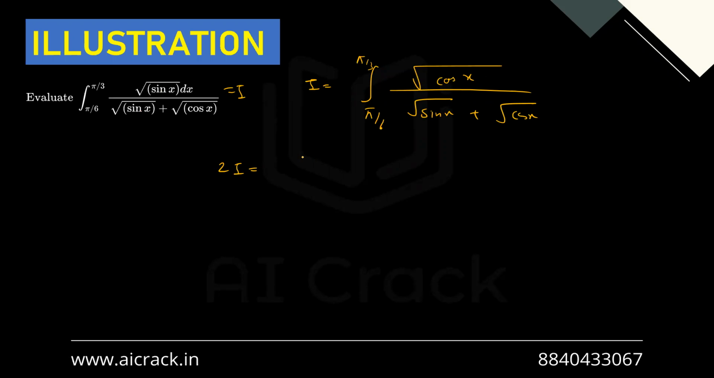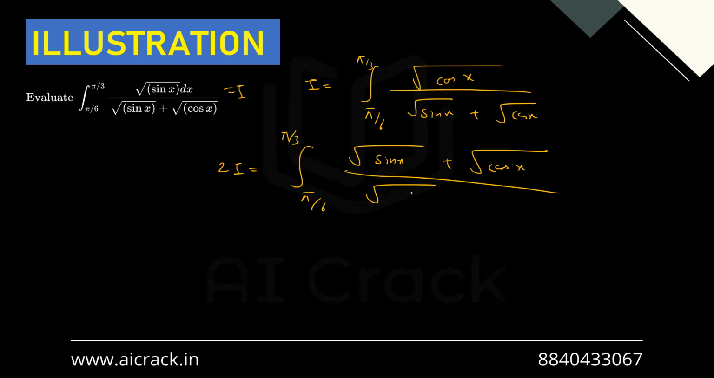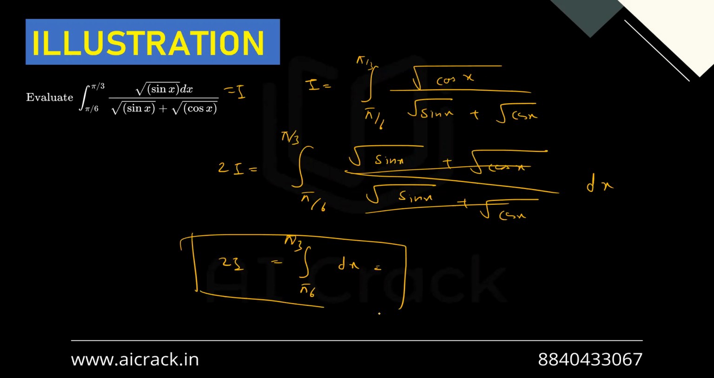I would get 2I equals integral pi by 6 to pi by 3, and in the numerator I'll get under root sin x plus under root cos x divided by under root sin x plus under root cos x dx. So this gets cancelled out. So it becomes 2I equals integral pi by 6 to pi by 3 of dx. This becomes a very standard, very easy format, and you can solve it further. So this is how we have to use the properties.